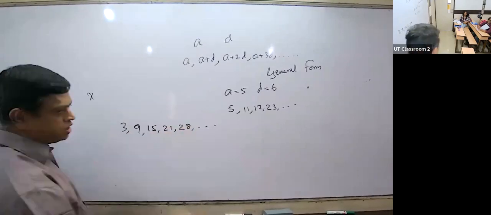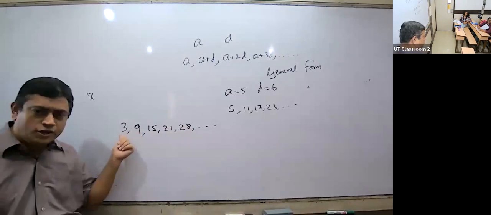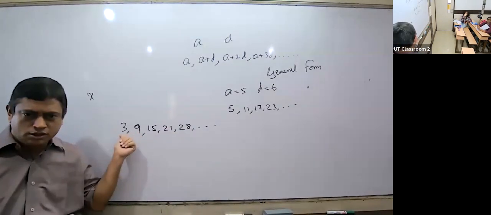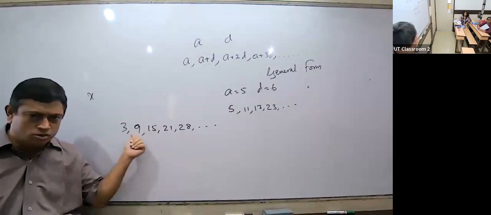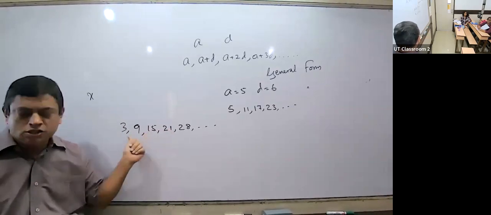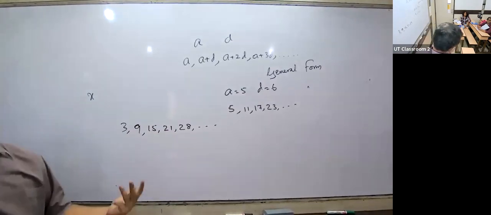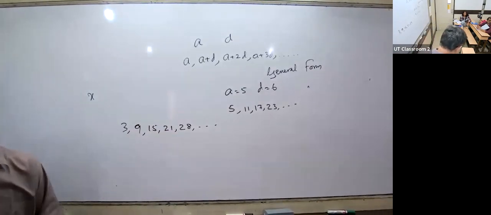Is it an AP? No, sir. How do you know? You check A2 minus A1, how much? 6. A3 minus A2, 6. A4 minus A3. Is it enough? No, one more, you have to check every term. Is it all 7? So they are not. Understood?